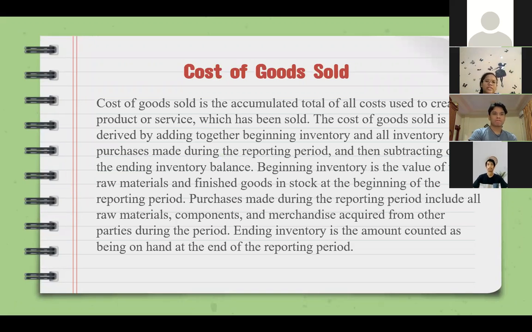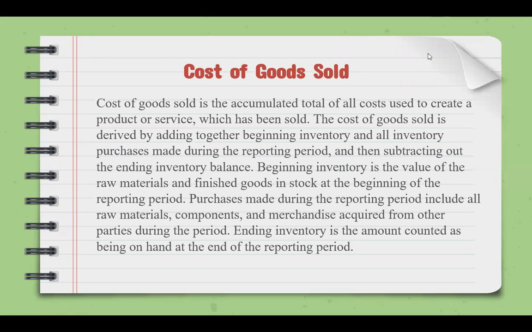First, we have to know that the cost of goods sold is the accumulated total of all costs used to create a product or services which has been sold. So it is derived by adding together the beginning inventory and all inventory purchases made during the reporting period, and then subtracting out the ending inventory balance.